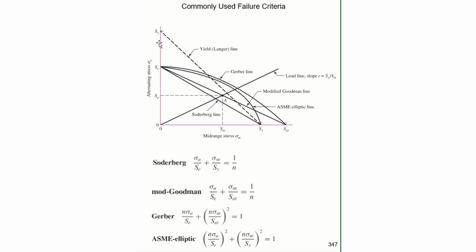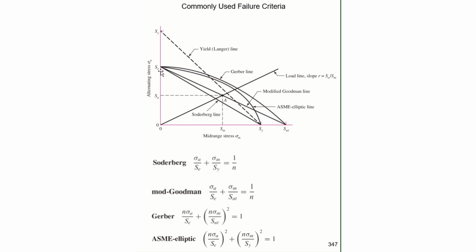On the vertical axis, we plot the alternating stress, and on the horizontal axis, we plot the mean or the mid-range stress. Then we have several different curves. If we're inside the curve here, when we plot our alternating and mean stress, then we're safe. If we're outside the curve, then we are not safe and the part will not last for 10 to the 6th cycles. So there's a couple important curves that we need to make sure we're aware of.